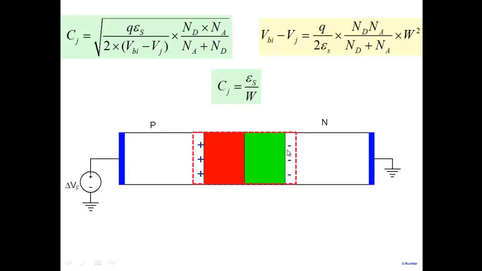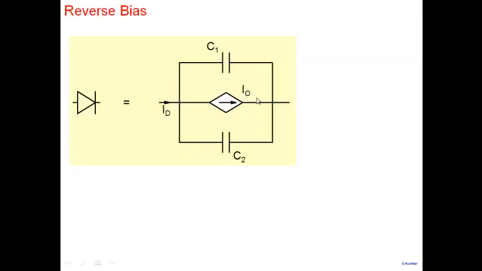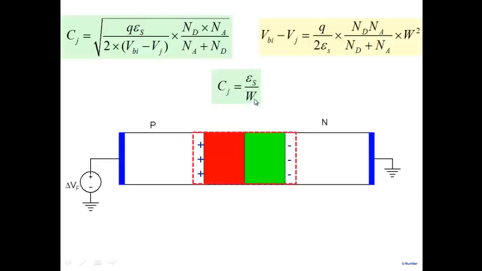So the charges that come in are sitting here, and they are separated by a distance W. And so that's why junction capacitance is εs/W. All right, so it's interesting now. We have obtained an expression for junction capacitance here.